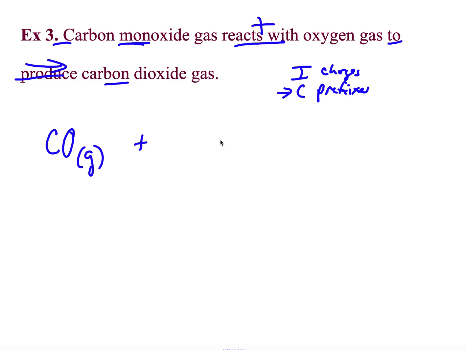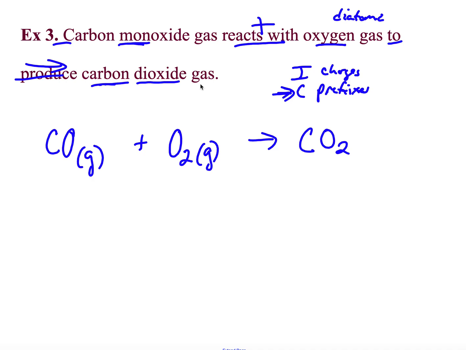Reacts with, plus sign, oxygen gas. So I write oxygen, it's just 1 element, but then I have to ask myself, is it diatomic? And hopefully you're starting to remember that oxygen is big time diatomic. Whenever it's alone, not bonded with another element, it has to be O2. To produce, there's my arrow, and then I see carbon dioxide. Again, I see prefixes, covalent. No prefix on the carbon, so I write 1. Dioxide is O2. Gas, put a G. So this is all set in terms of the formulas.